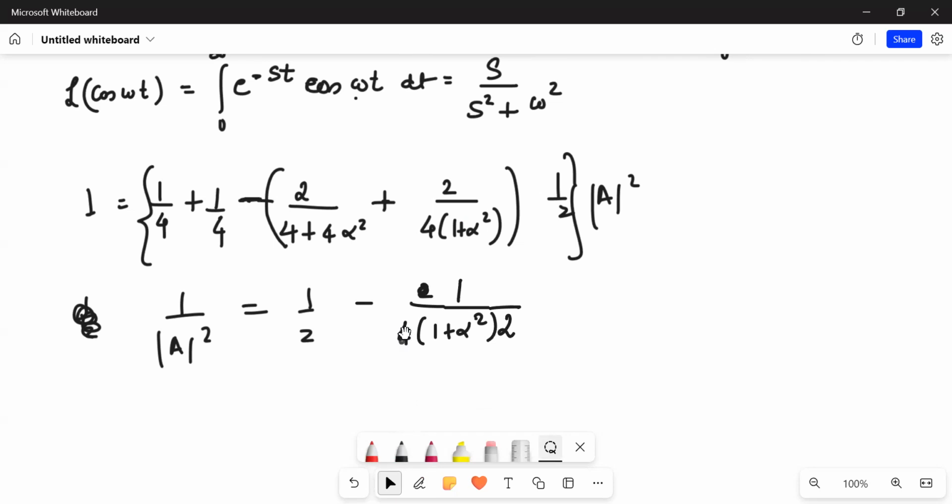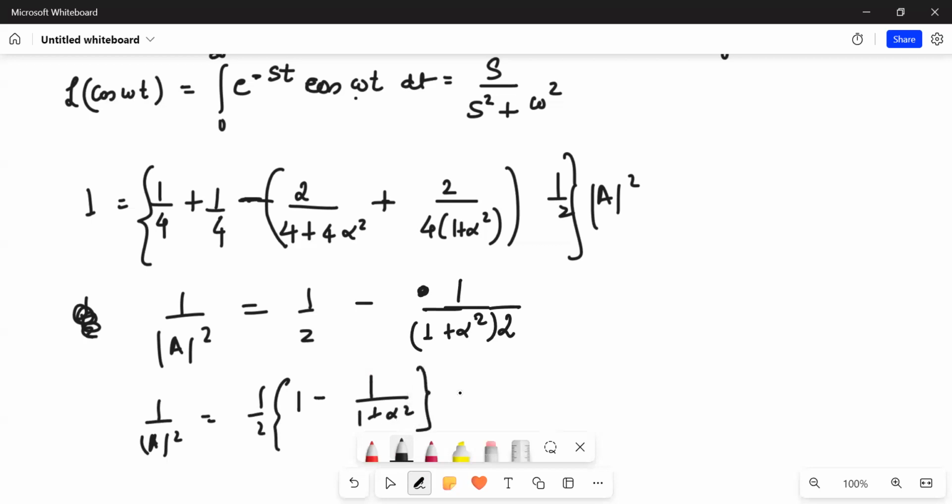Alpha square by 2 into 1 plus alpha square is coming. Right? So let us remove this, there was a mistake. One minute. So I think this is fine and this is fine. So ultimately, 1 upon mod a square, take 1 by 2 common, from here see 1 minus 1 upon alpha square. So it is alpha square upon 2 into 1 plus alpha square. This is coming, right? This is what you are getting. So mod of a is equal to root over.